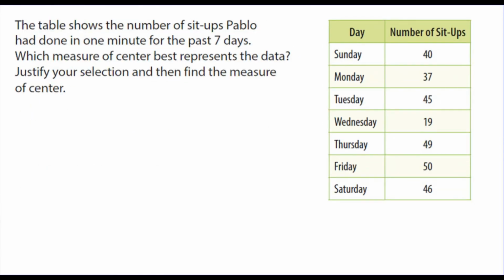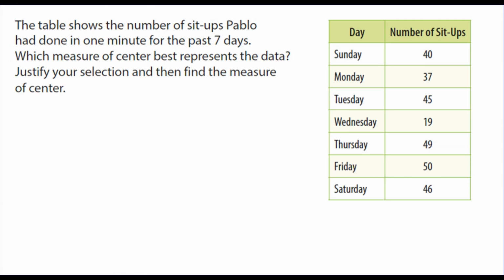This table shows the number of sit-ups that Pablo had done in 1 minute for the past 7 days. Which measure of center best represents the data? Then we want to justify our selection and then find the measure of center. So looking at the data set, which measure of center do you think would be best to use to describe how many sit-ups Pablo did on a typical day that week?